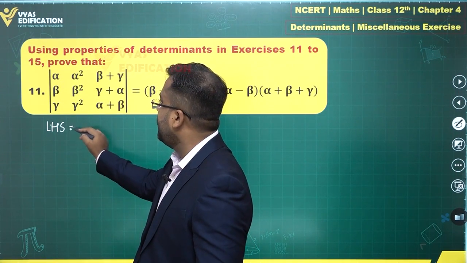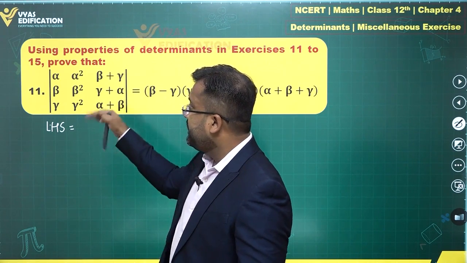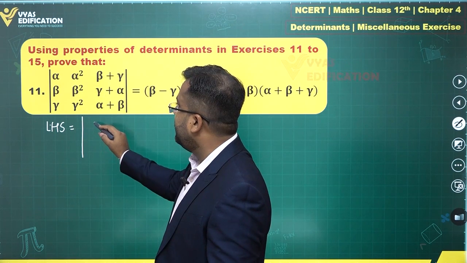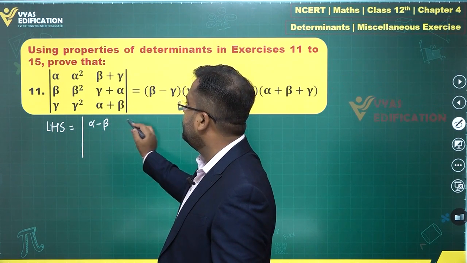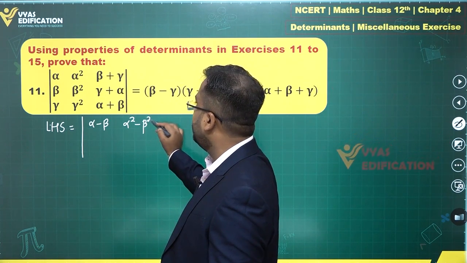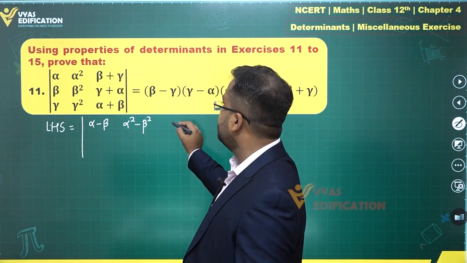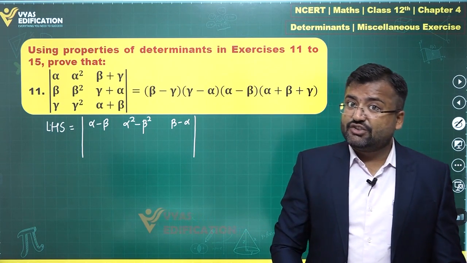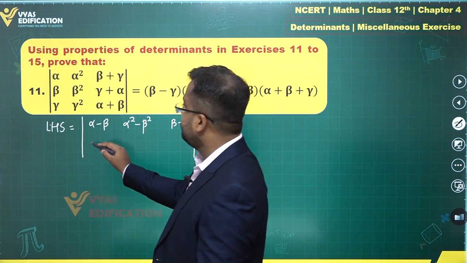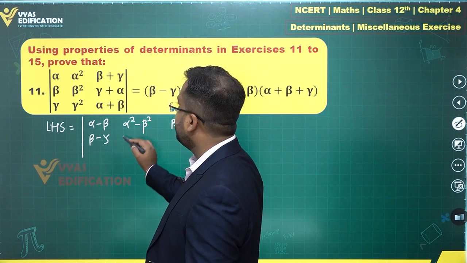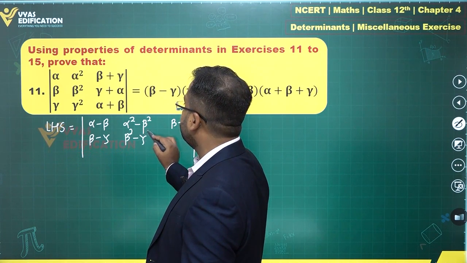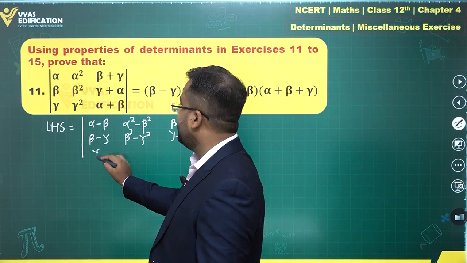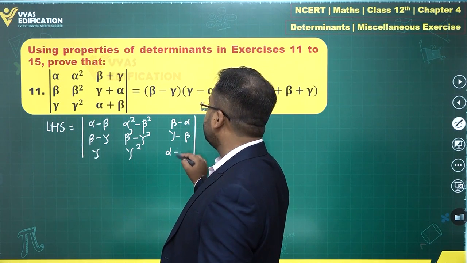In the LHS, you have alpha, beta, gamma. Let's subtract and create alpha minus beta. So R1 minus R2 is alpha minus beta. This is alpha square minus beta square. Beta plus gamma minus this is beta minus alpha. Next, R2 minus R3 can also be done, and this will become beta minus gamma, beta square minus gamma square, and gamma minus beta. This is gamma, gamma square, alpha plus beta simply.